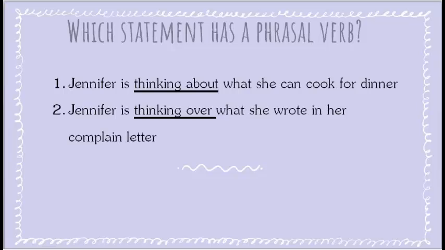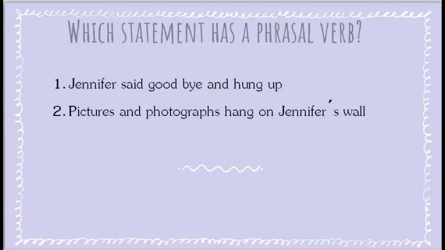1. Jennifer is thinking about what she can cook for dinner. Jennifer is thinking over what she wrote on her complaint. Which statement has the phrasal verb? Answer: 2. In this case, thinking over means carefully consider before making a decision.